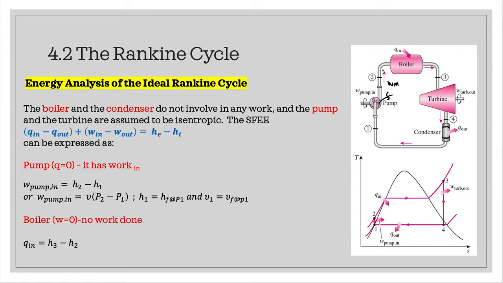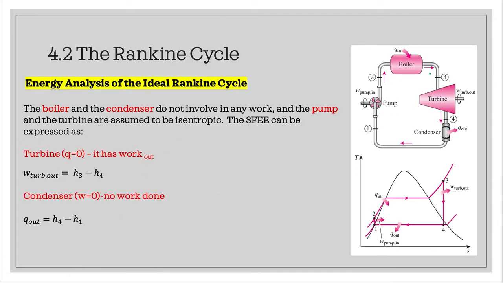Next, we go to the boiler. The function of the boiler is to heat up the liquid or gas. Therefore, there will be Q in here, and the boiler has no work. So for the SFEE, we can cancel out the W component as well as Q out. So the equation will be Q in is equal to H3 minus H2.